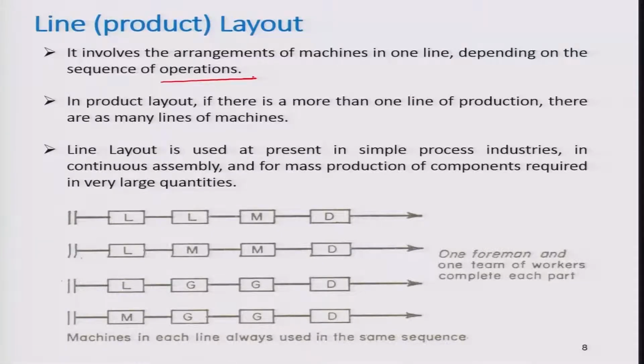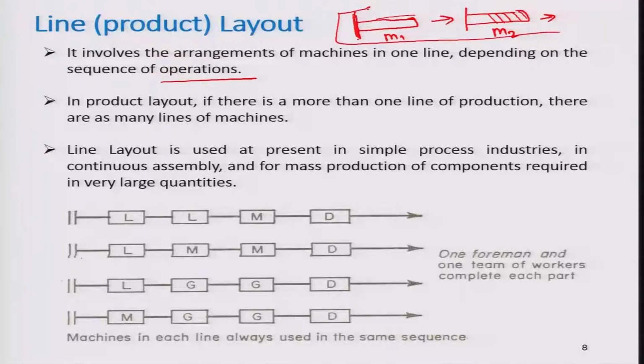Suppose you want to make a threaded screw. First you will have to make the shank, a screw without threads. Then after that, in another machine, there will be threading on this part. So it will be done on M1, then on M2. The product layout is arranged in such a way that operations happen in sequence. In product layout, if there is more than one line of production, there are many lines of machines.